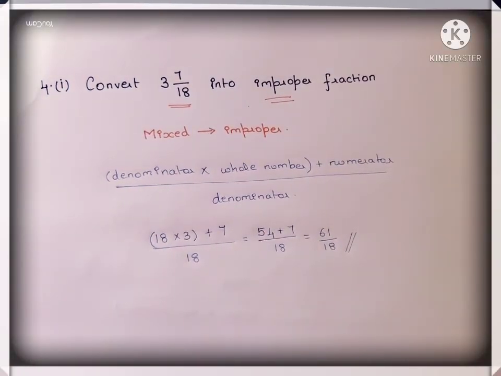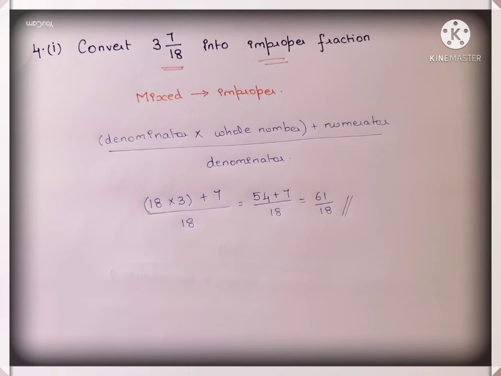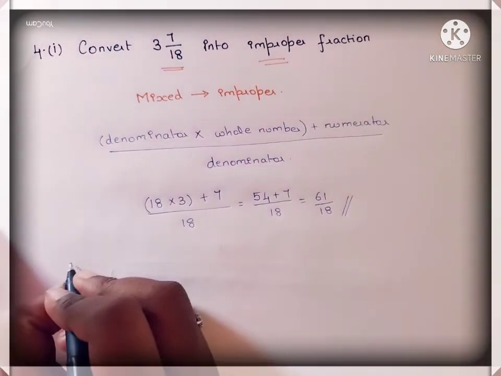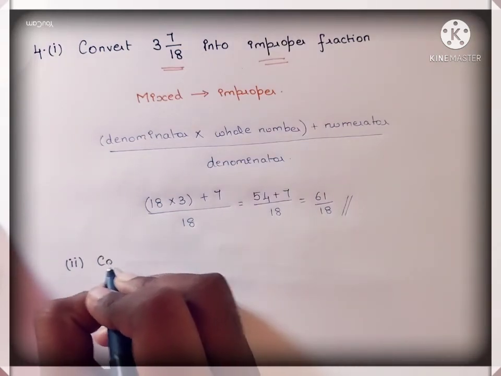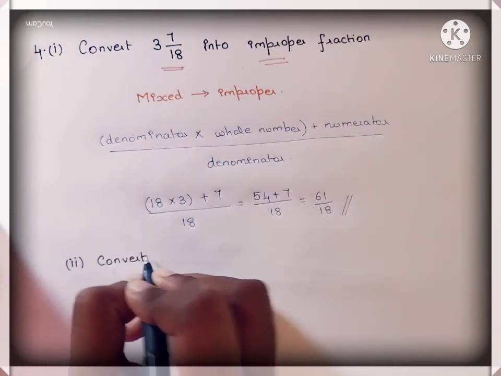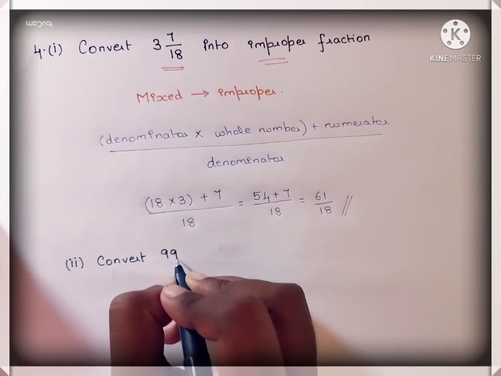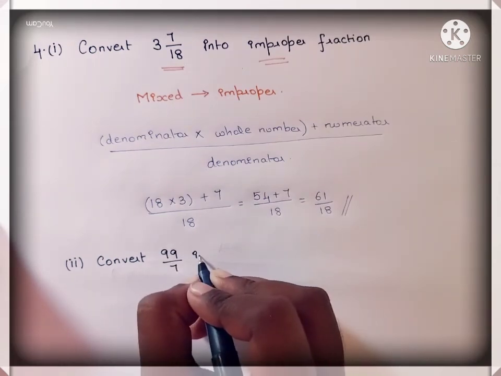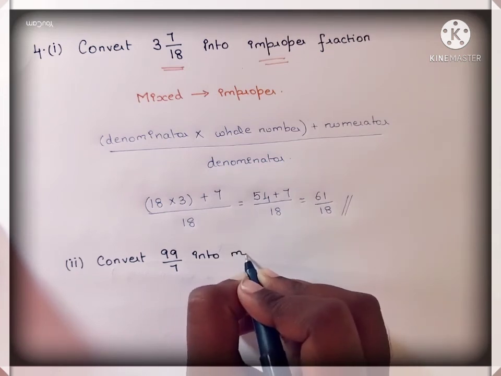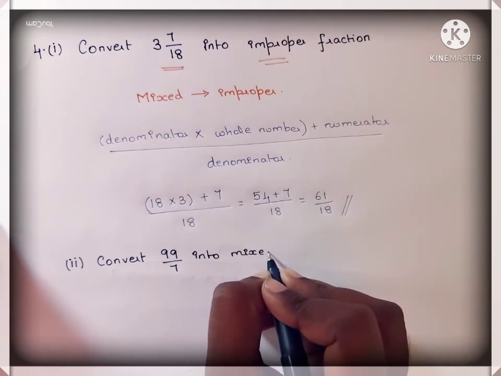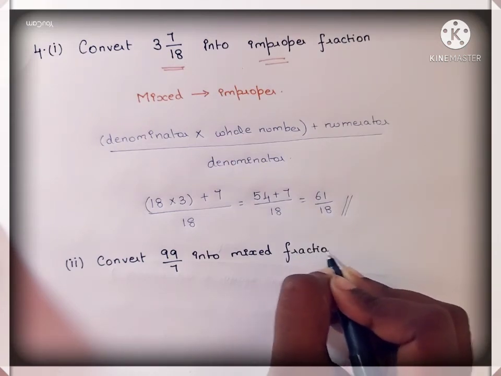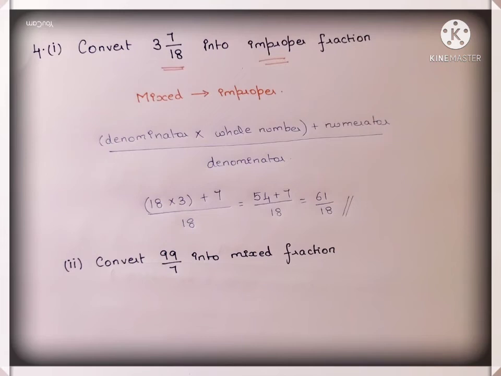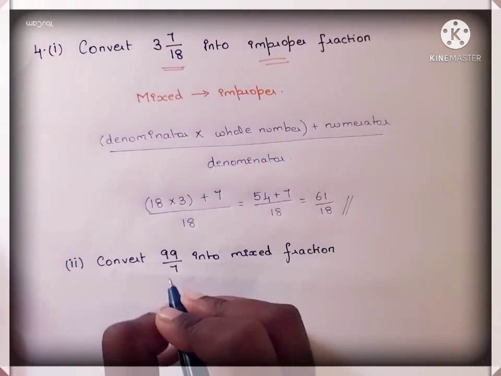So the second subdivision of the fourth question is convert the improper fraction into a mixed fraction, that is the vice versa of what we just did in the first subdivision. The given improper fraction is 99 by 7, and we need to convert this improper fraction into a mixed fraction. So now, how do we proceed with this? How do we convert an improper fraction into a mixed fraction?